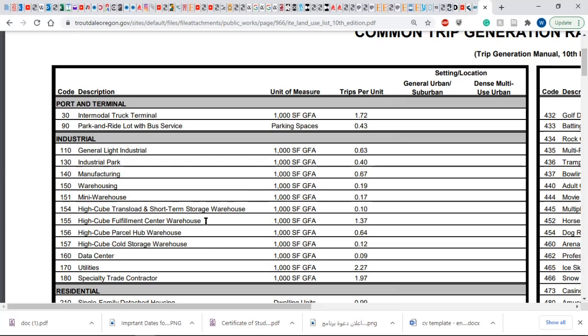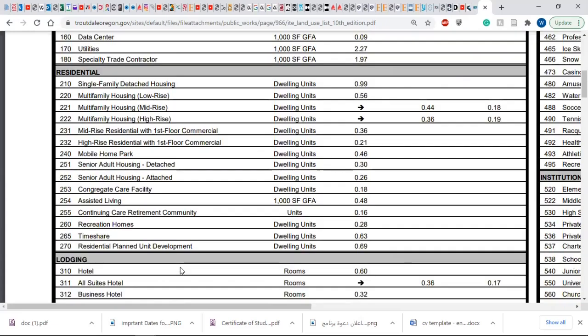Amazon warehouses. So there is more, 1.37. But for a cold storage warehouse, you see it's 0.12. These are cold storage for vegetables and food products, for example. For data center, that's 0.09. For utilities, and so on.